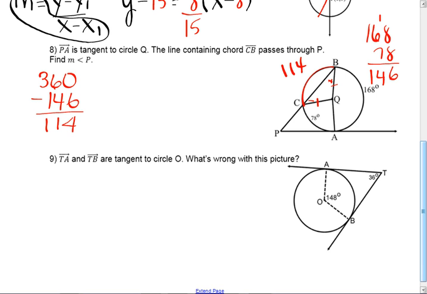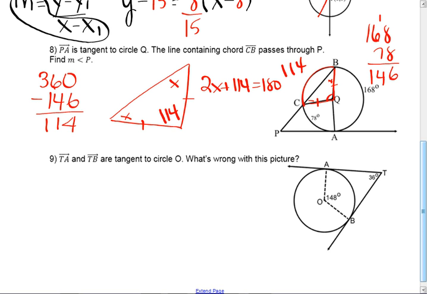How big is this angle here? I'm going to draw my triangle out. How big is this angle here? It's the central angle. It's what? 114. This is x. This is isosceles. So what's true about 2x plus 114? It equals what? 180. So 2x equals 66. So x equals 33.